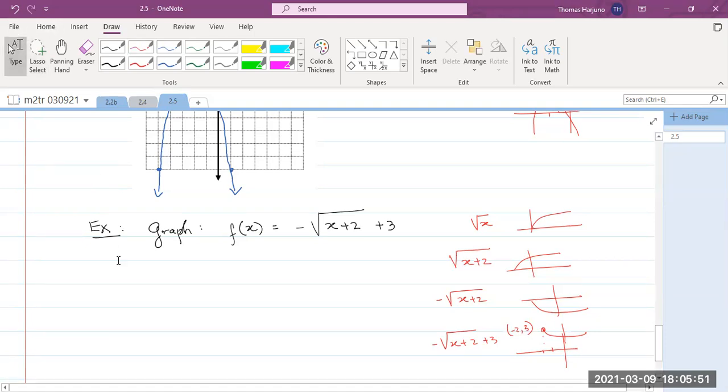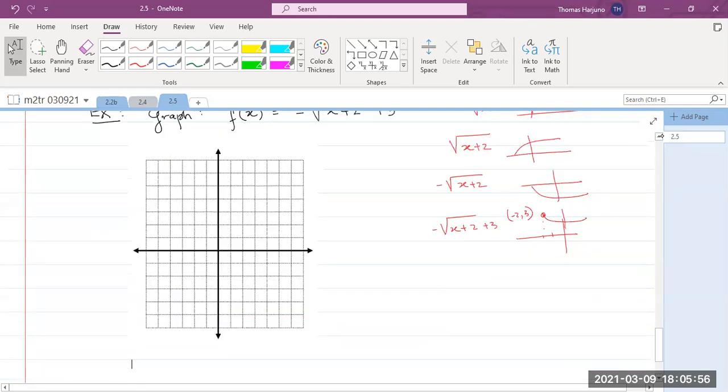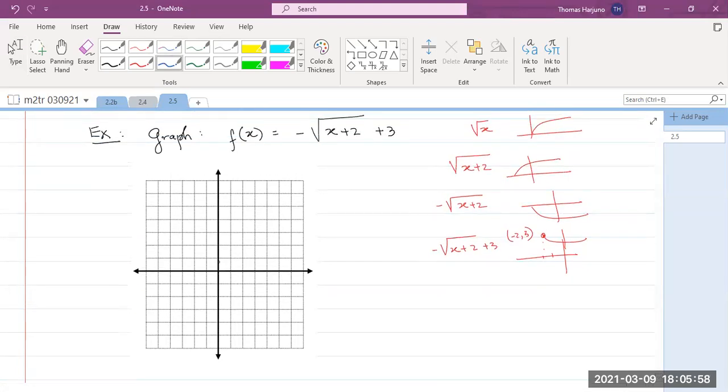So then let's graph that in more detail. The vertex is negative 2, 3. It's supposed to go up 1, right 1, but because of that negative, I go down 1 instead. 1 down, 1 to the right. 2 down, 4 to the right. 3 down, 9 to the right. So the graph of that function looks like this.